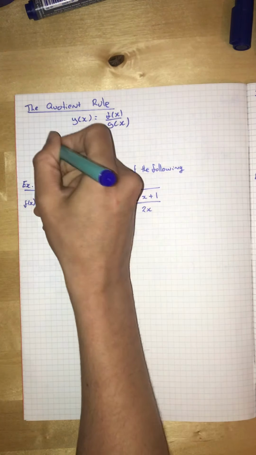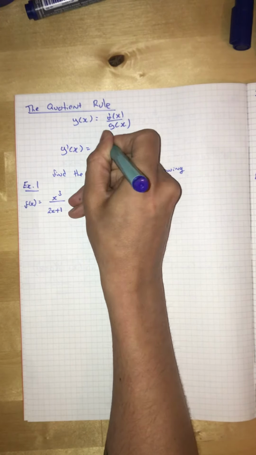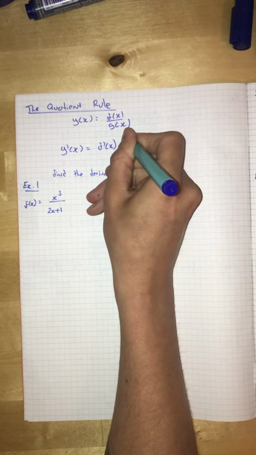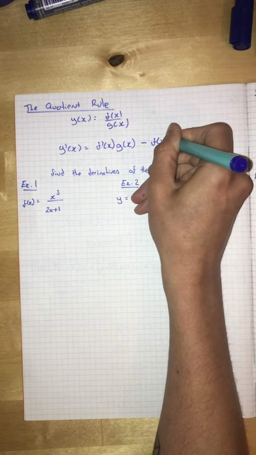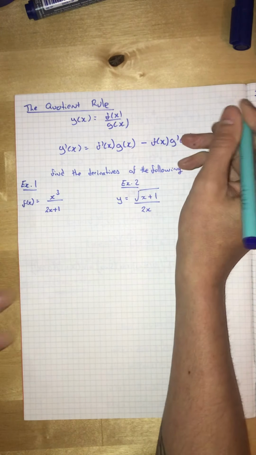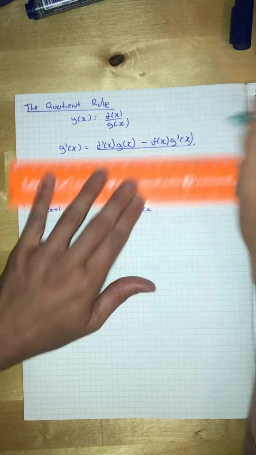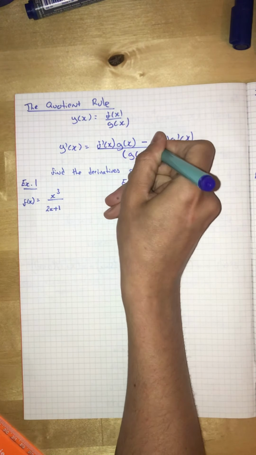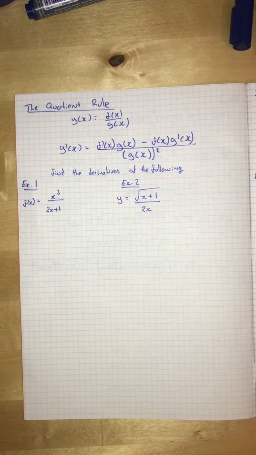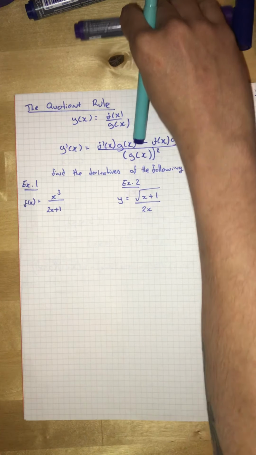we can work out that the derivative is going to be f dashed x times g of x minus f of x g dashed x, all divided by g of x squared. Again, it's just f of x's, g of x's, and then their derivatives. As long as you remember the process, then you'll be fine.